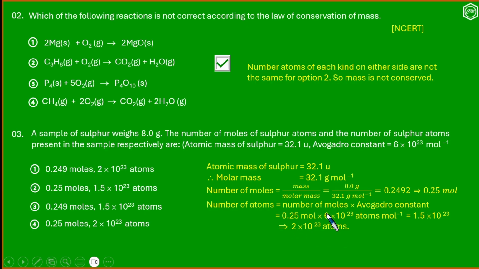So here for Avogadro constant, the number of significant figures is 1. Therefore, answer should be in 1. Option 4 is the correct answer: 0.25 moles and 2 into 10 raised to 23 atoms.